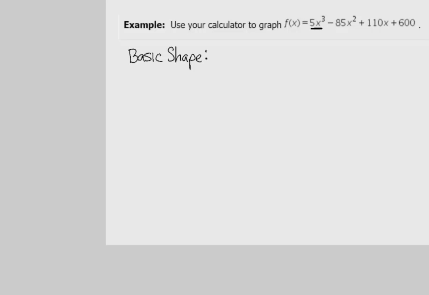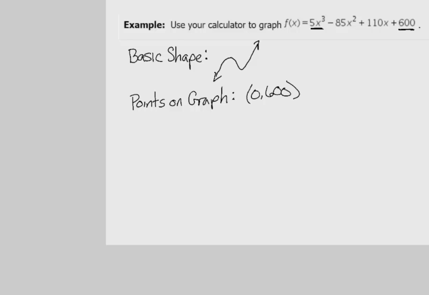Our highest power is 3 with a positive leading coefficient, which means the graph falls to the left and rises to the right. So we end up with a basic shape that looks kind of like an S, like this. The next thing that we want to do is think about any points that we know on the graph. The easiest point to see for this one is that if we plug in x as 0, we'll end up with a vertical intercept of 600. So the point that we know is our vertical intercept, (0, 600).